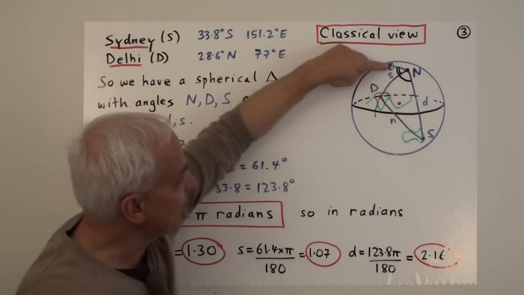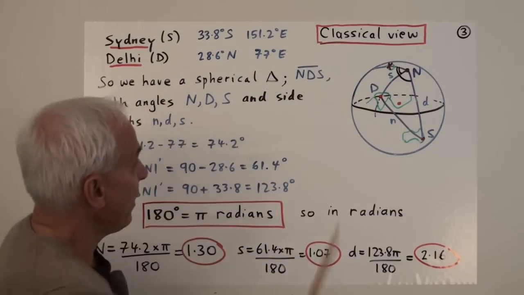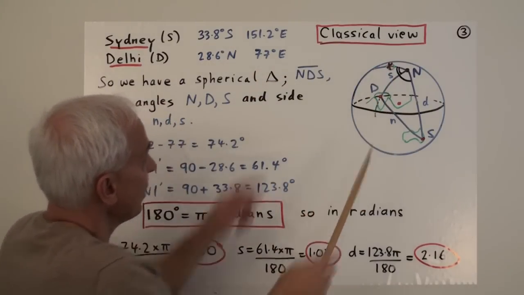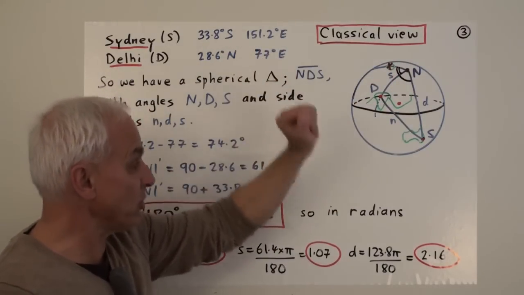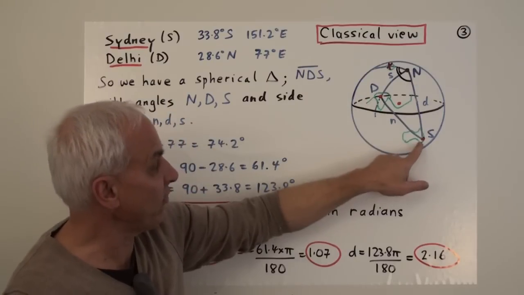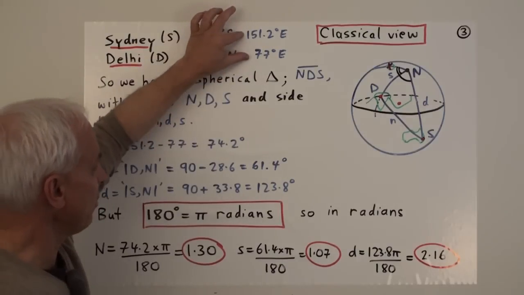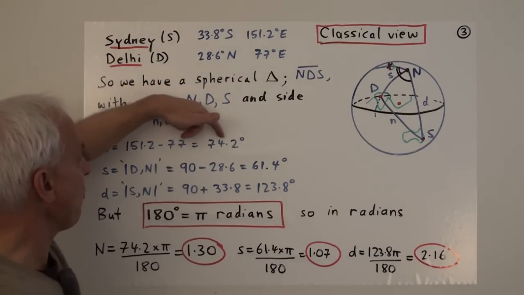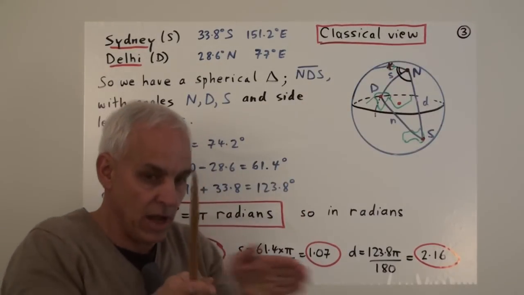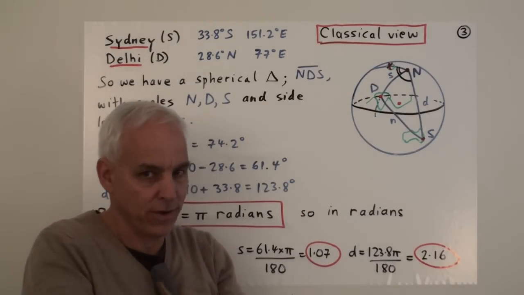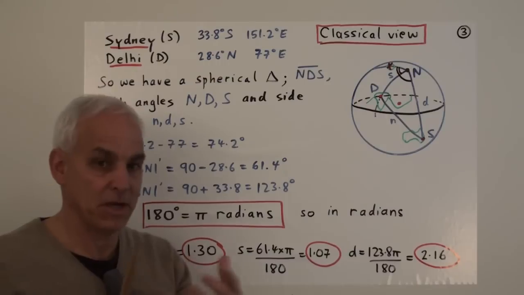So there's the line through the North Pole and Greenwich, the line of 0 longitude. Then we have to go an angle of 77 degrees to get to the line through Delhi, and 151.2 degrees to get to the line through Sydney. So the angle between those two lines is the difference between these two angles, 74.2 degrees. That's the angle between these two great circle lines emanating from the North Pole, one going through Delhi and the other through Sydney. That's one ingredient in our spherical triangle.